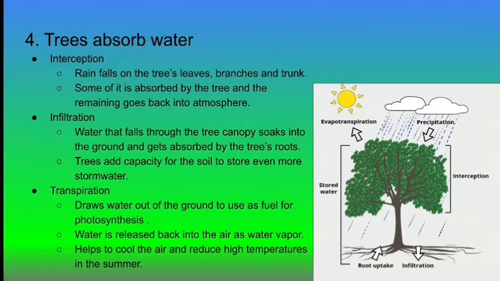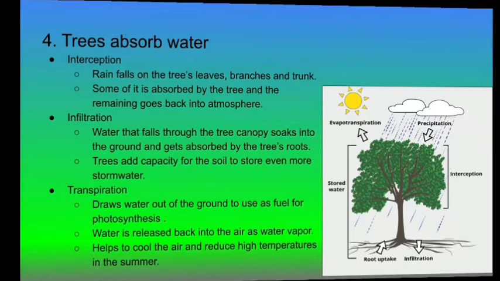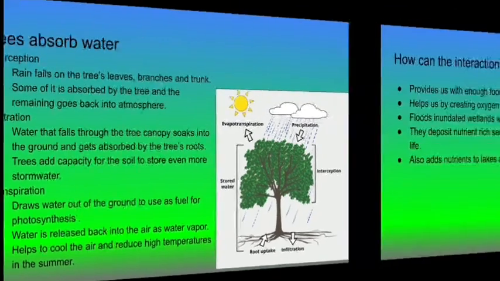In infiltration, water that falls through the tree canopy soaks into the ground and gets absorbed by the tree's roots. And trees also add capacity for the soil to store even more stormwater. In transpiration, the tree draws water out of the ground to use as fuel for photosynthesis. Water is released back into the air as water vapor. It also helps to cool the air and reduce high temperatures in the summer.